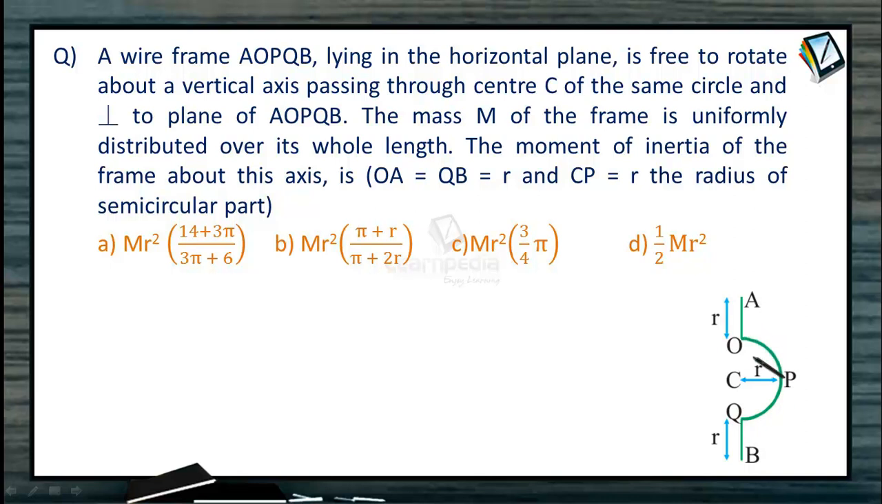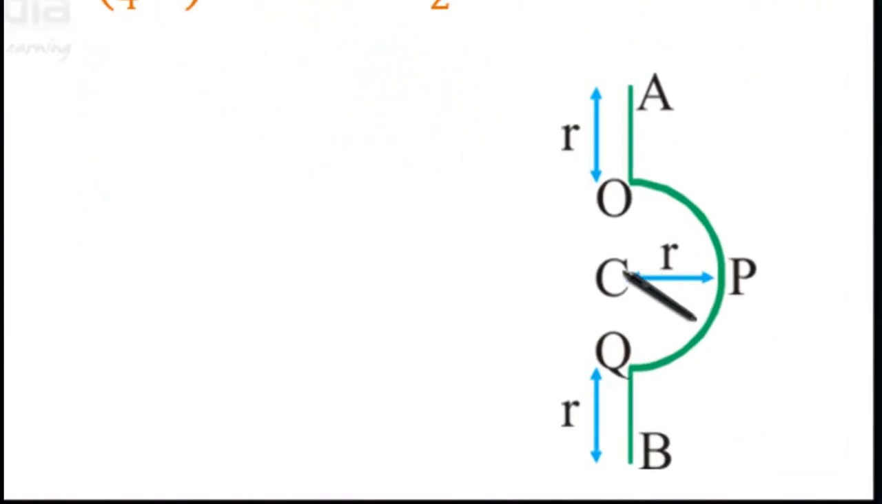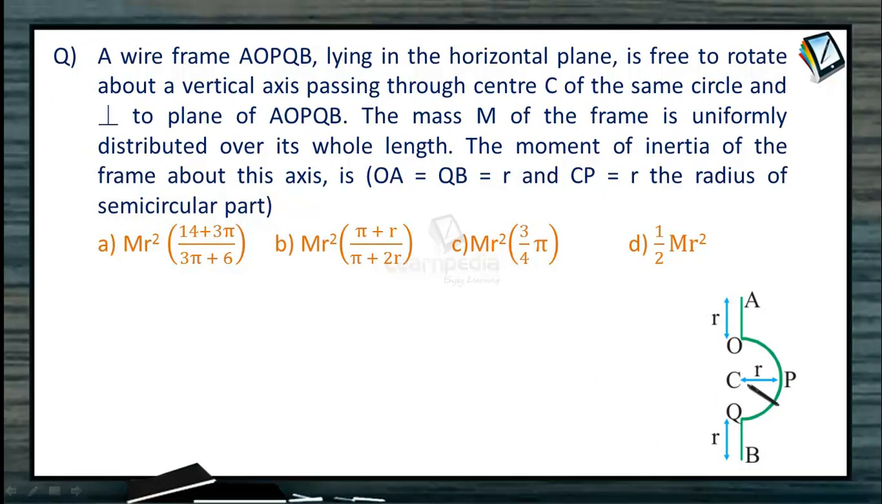We need the moment of inertia of the frame about this axis. OA and QB are R, CP is again R, the radius of the semicircular part. We want to calculate the moment of inertia about this particular point. Here the mass is distributed completely, so we can consider linear mass density lambda as equal to total mass divided by total length, that is 2r, this r plus this r, plus pi r.